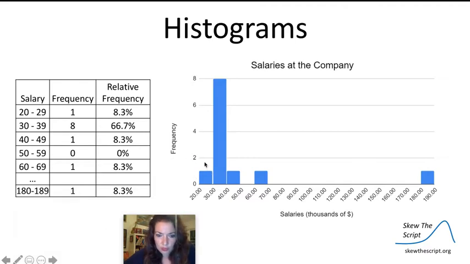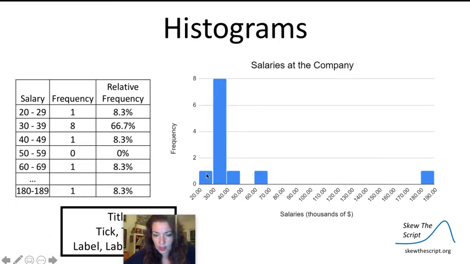So looking over here, this represents 1. There is 1 person here with a salary of between 20 and 30,000. And there's 8 people between a salary of 30 to 40,000. And there's 1 person again between a salary of 40 to 50,000. 1 person between a salary of 60 to 70,000. And here is an outlier where you could see there's somebody with a salary between 180 to 190,000.